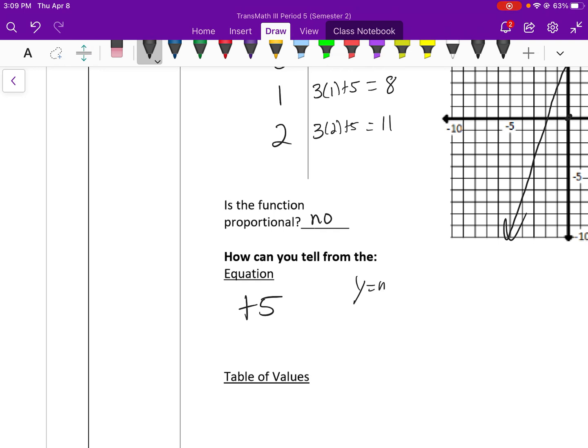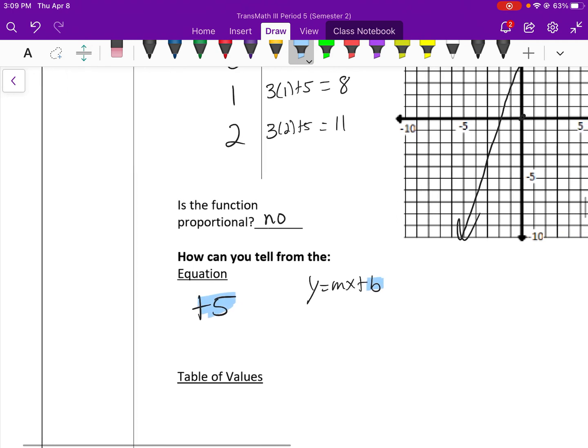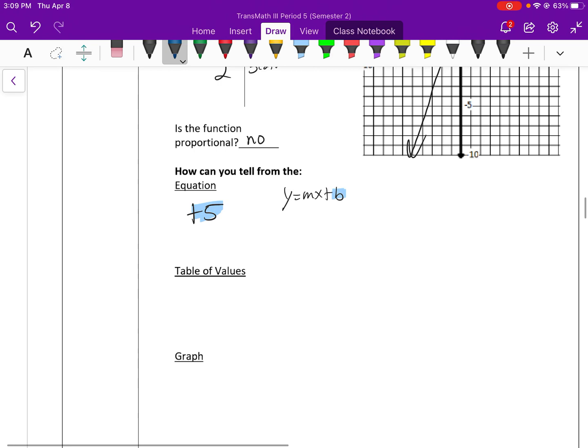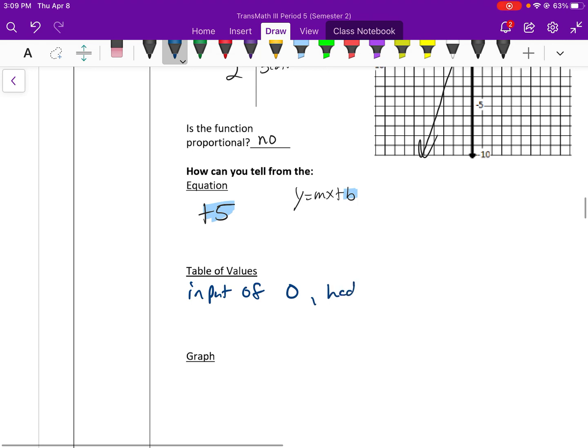Again, because y equals mx plus b, we had that b value of 5. Now, from the table of values, we could tell it's not going through 0, 0 because we had that ordered pair of 0, 5. So the input of 0 had an output of 5.